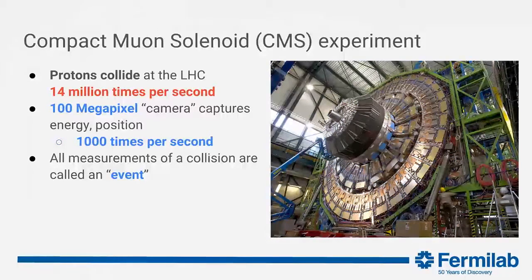About a kilohertz, so 1,000 times per second, we keep this data. And all measurements of a proton-proton collision, we call it an event. It's a little different from an event I heard about earlier when we talk about publishing the cues and so on. These are events, they have physics content. And this is a very complicated beast, so we need simulations to understand what we're doing.